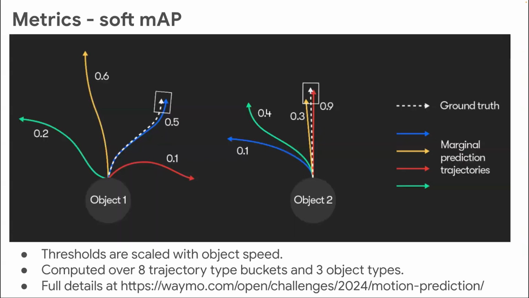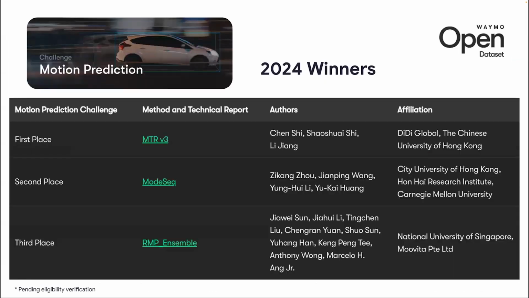The challenge winner is determined by a metric called soft MAP. And the soft MAP metric determines true positives using a set of lateral and longitudinal thresholds. These thresholds are scaled according to the speed of the object. And then we compute these buckets over 8 different trajectory type buckets, as well as 3 object types. And then we compute an MAP score over there. The full details of this metric are on our website for the Open Dataset Challenge.